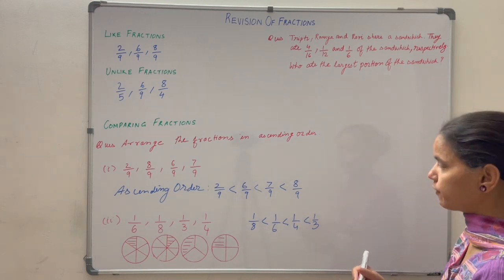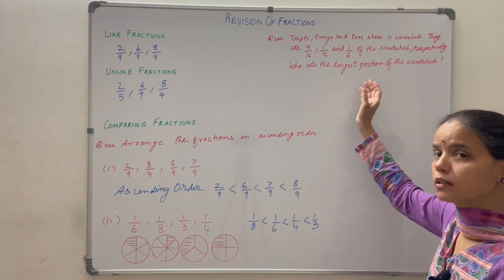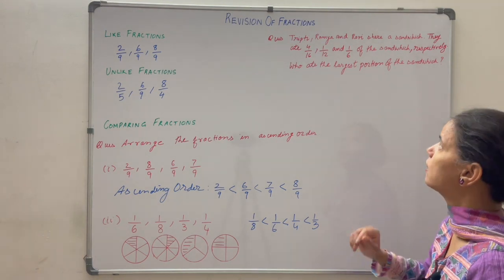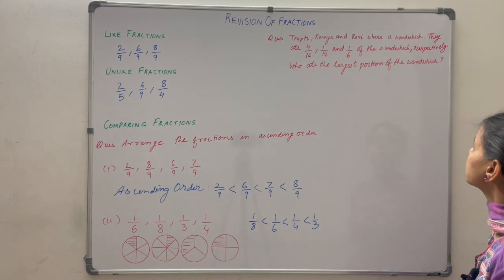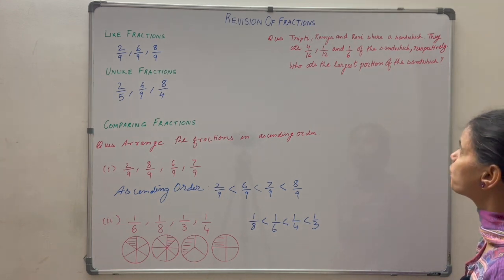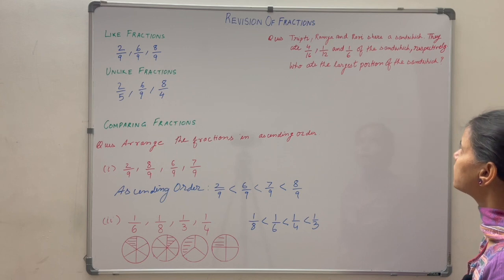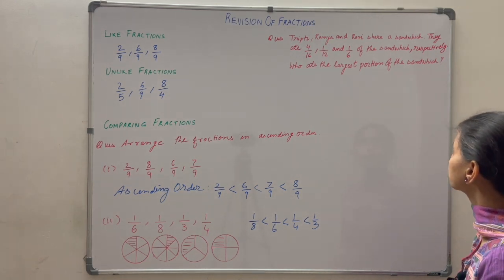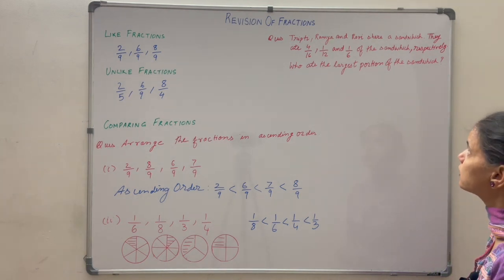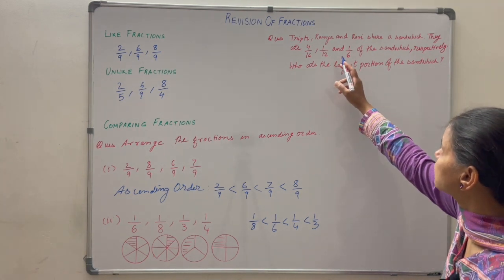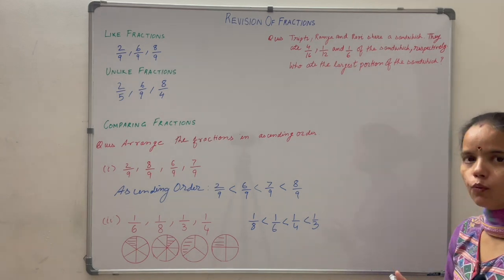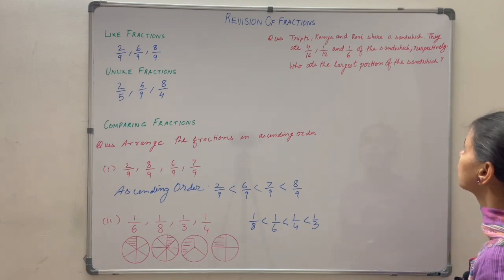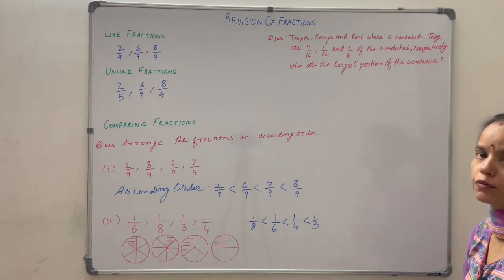They are unlike fractions. Now let us see this question. It has both numerator and denominator different. Tripti, Ramya and Ravi share a sandwich. They ate 4 by 16, 1 by 12 and 1 by 6 of the sandwich respectively. Who ate the largest portion of the sandwich? So here Tripti ate 4 by 16, Ramya 1 by 12 and Ravi 1 by 6. You need to compare these fractions and find out who ate the largest portion.